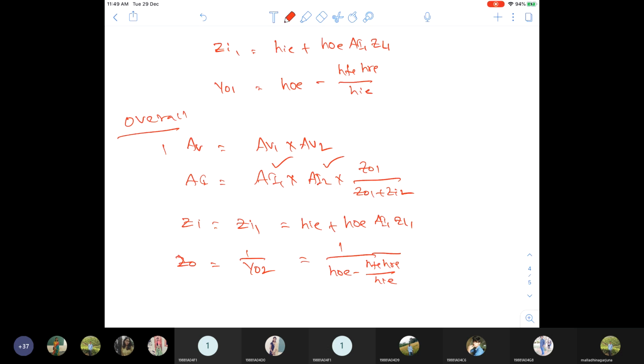So these are the overall voltage gain, current gain, input impedance, output impedance. So if we know the H parameter analysis of CE amplifiers, it is very easy to design. Only thing is, there you do the analysis one time, here you have to do it 2 times. This is our overall voltage gain, overall current gain, input impedance and output impedance.